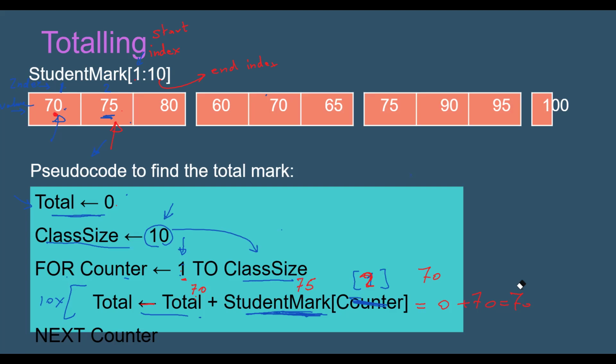So the arithmetic addition becomes adding 70 plus 75. We add this, which gives us how much? 75 plus 70 gives me... oh, 145. Okay. So at the end, 145 is going to be stored inside total. So total will contain 145. You increment your counter. How much is your counter now?